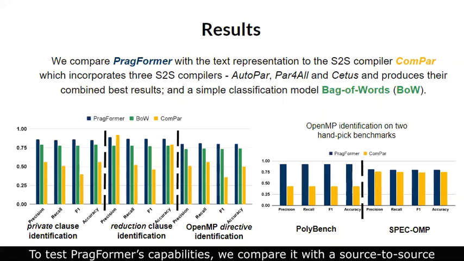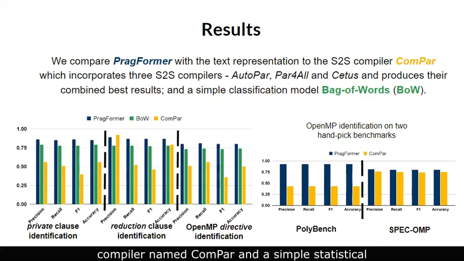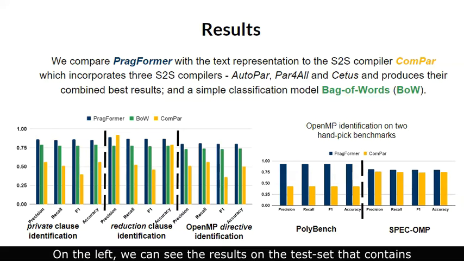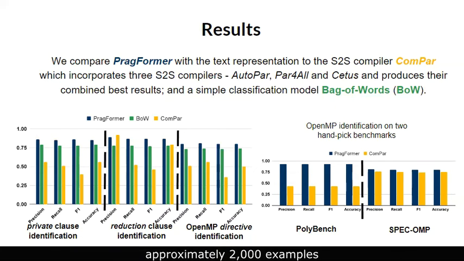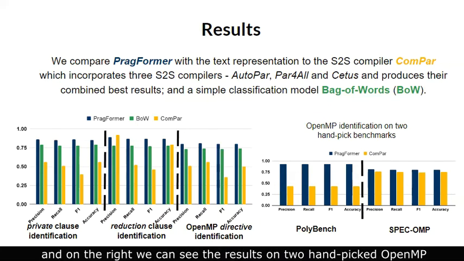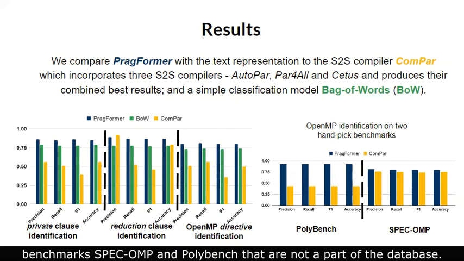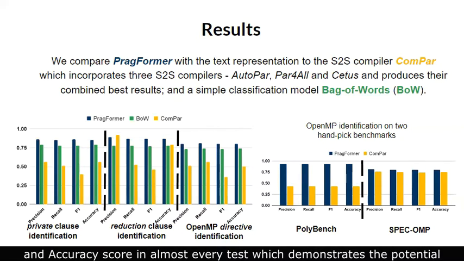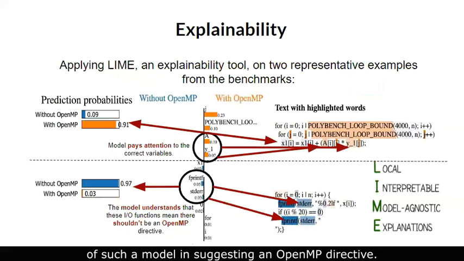To test PragFormer's capabilities, we compare it with the source-to-source compiler named Compar and a simple statistical classification model, Bag of Words. On the left, we can see the results on the test set that contains approximately 2,000 examples. And on the right, we can see the results on two handpicked OpenMP benchmarks, SPEC-OMP and PolyBench, that are not a part of the database. As we can see, PragFormer achieves the best precision, recall, F1, and accuracy score in almost every test, which demonstrates the potential of such a model in suggesting an OpenMP directive.